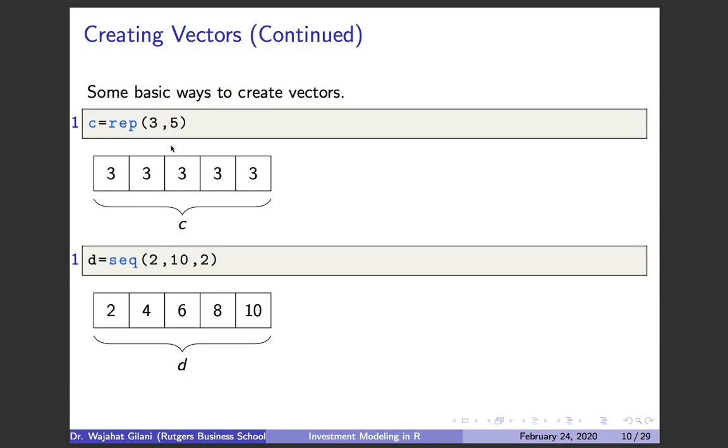What does REP do? Well, REP stands for repeat. And what it does is it creates a vector, in this case going to be defined to be C, that's going to be 3 repeating 5 times. 3 repeating 5 times. Pretty cool, huh? So this will create a vector 3, 3, 3.